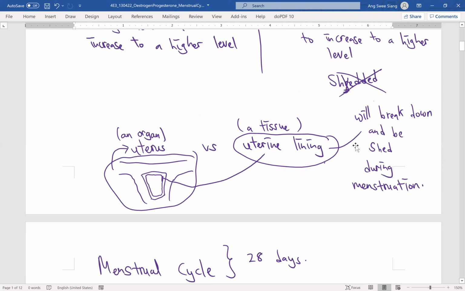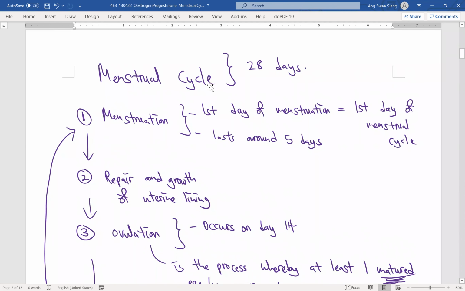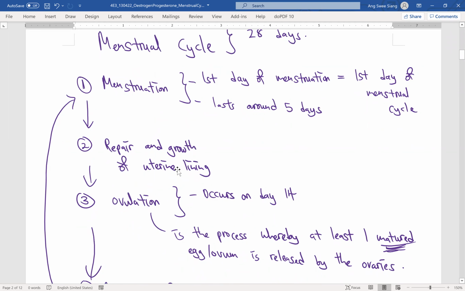Then we already started looking at the different stages of the menstrual cycle. You start with menstruation, repair and growth of the uterine lining. The uterine lining is also called the endometrium. That is another word which you would have encountered in the notes that I have given to you. Usually you don't really see this word in combined science bio, but you see this in your bio textbook, so I have to mention this.